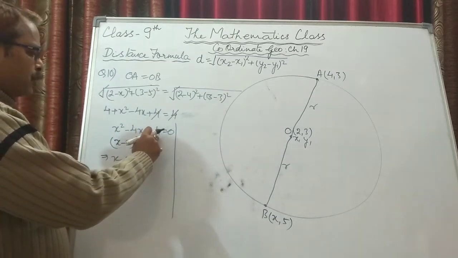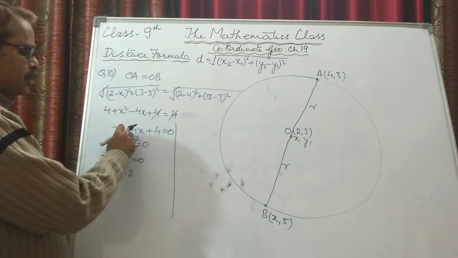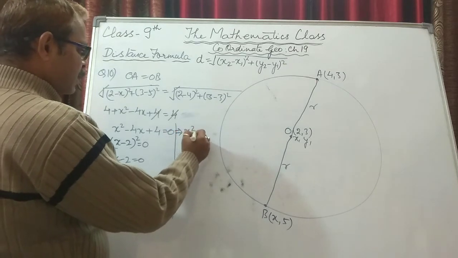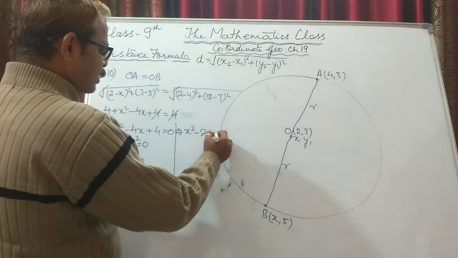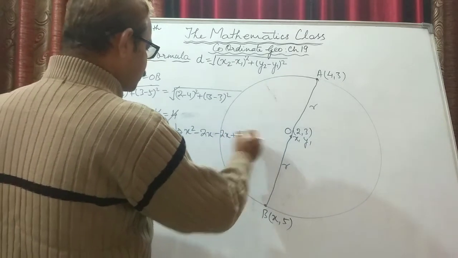4 can be written as 2 into 2, and minus 4x can be broken as minus 2x and minus 2x. I am doing this side. This can be written as x square minus 2x and plus 4 is equal to 0.